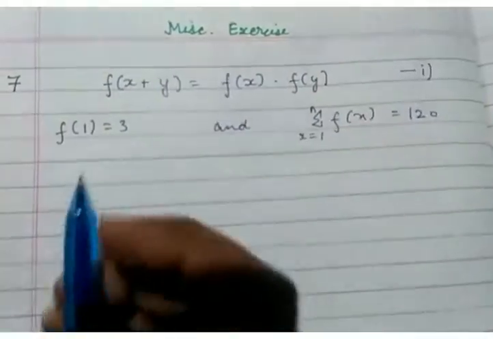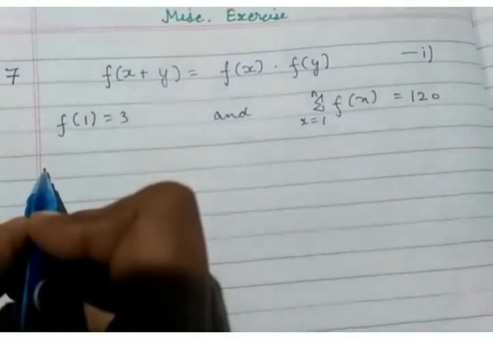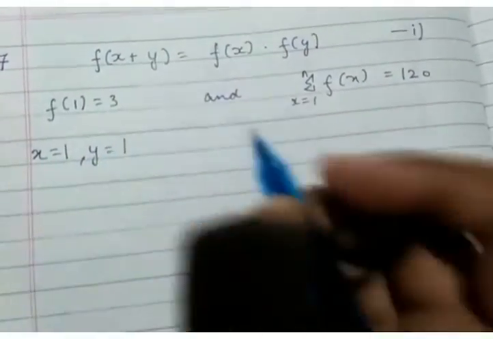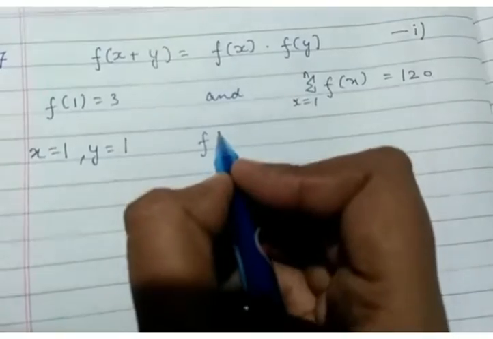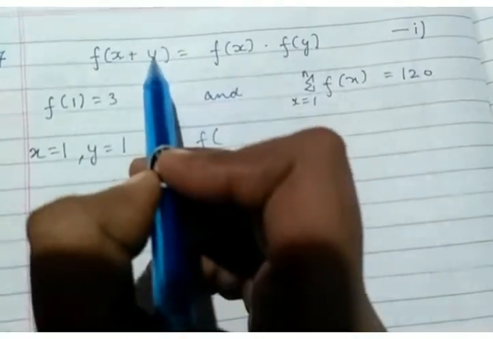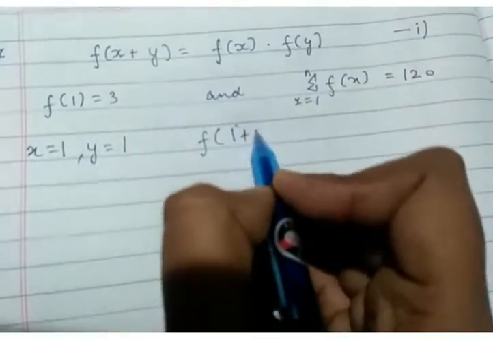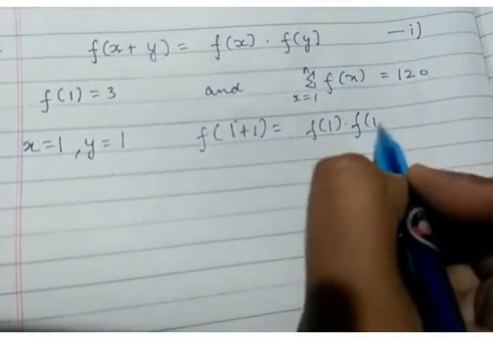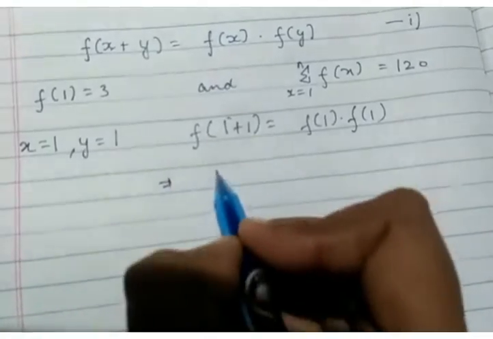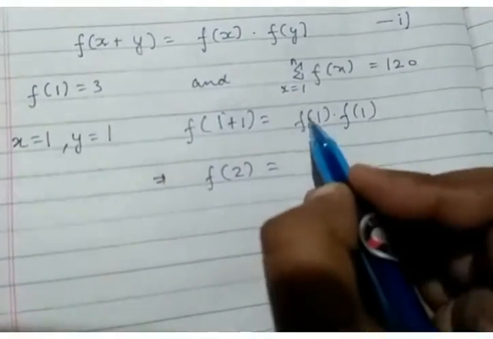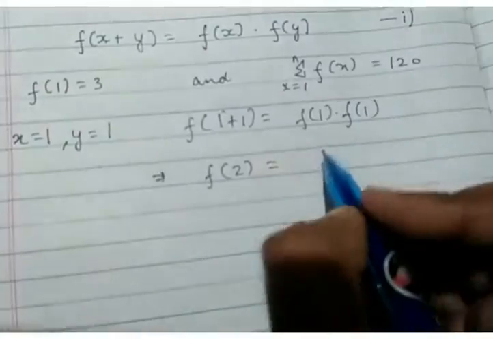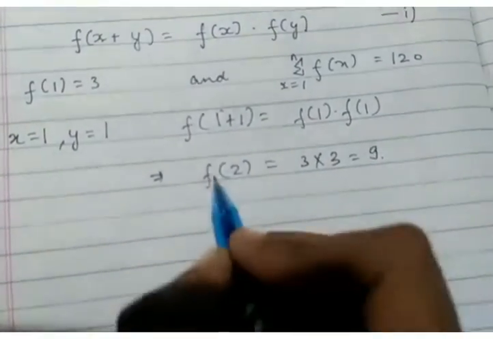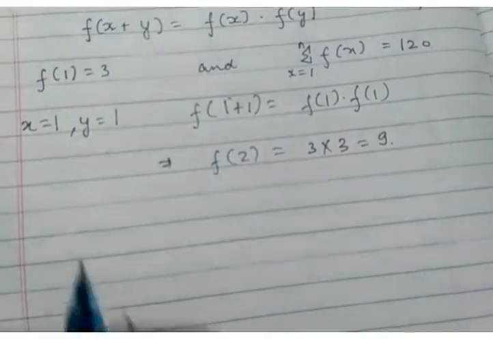Now from 1, what we are going to do is, first we are going to take x as 1 and y as 1. Then f of x plus y, instead of x we'll write 1, instead of y we'll write 1. 1 plus 1 equals f of 1 into f of 1. That is f of 2 equals, f of 1 is given as 3. So this will be 3 into 3, that is 9. So f of 2 equals 9.